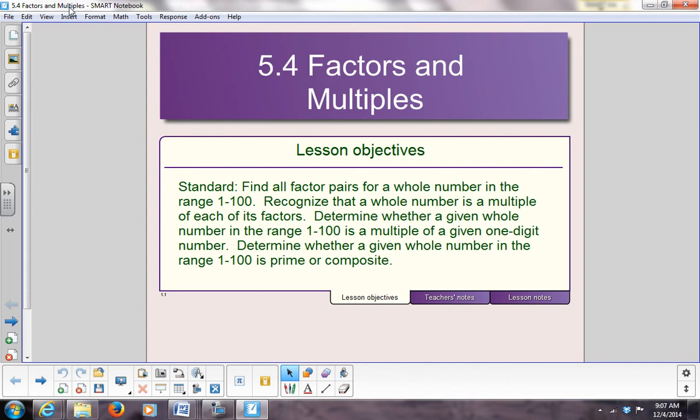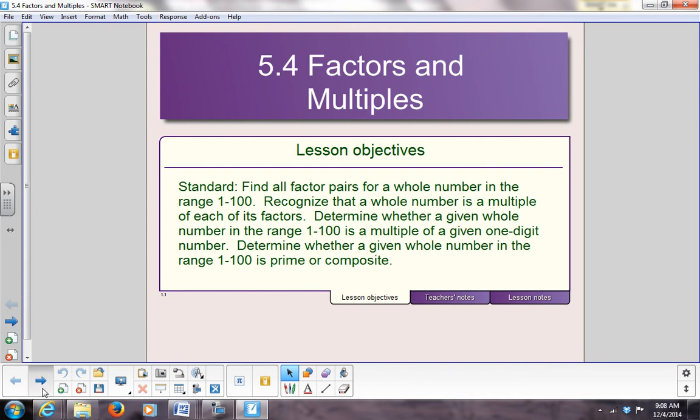So we've done factor pairs already. Recognize that a whole number is a multiple of each of its factors, which we will be doing right now. Determine whether a given whole number in the range of 1 to 100 is a multiple of a given one-digit number, again, right now. And determine whether a given whole number in the range of 1 to 100 is prime or composite, and that'll be tonight's homework.